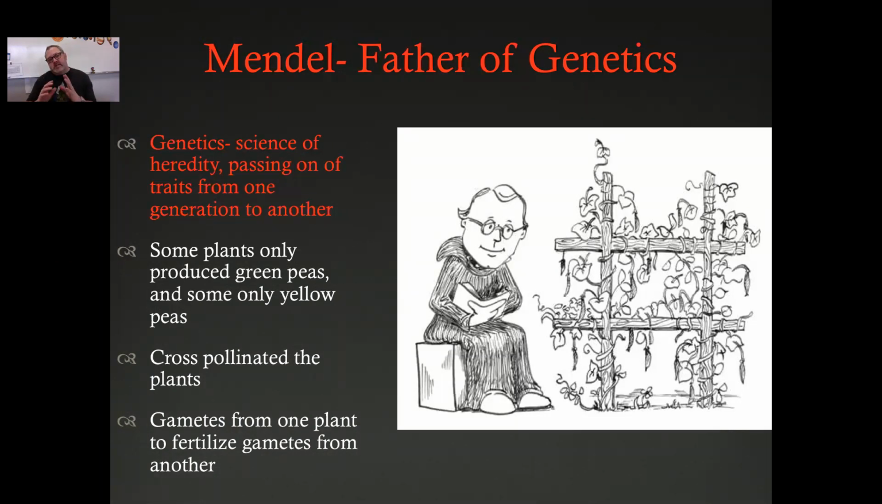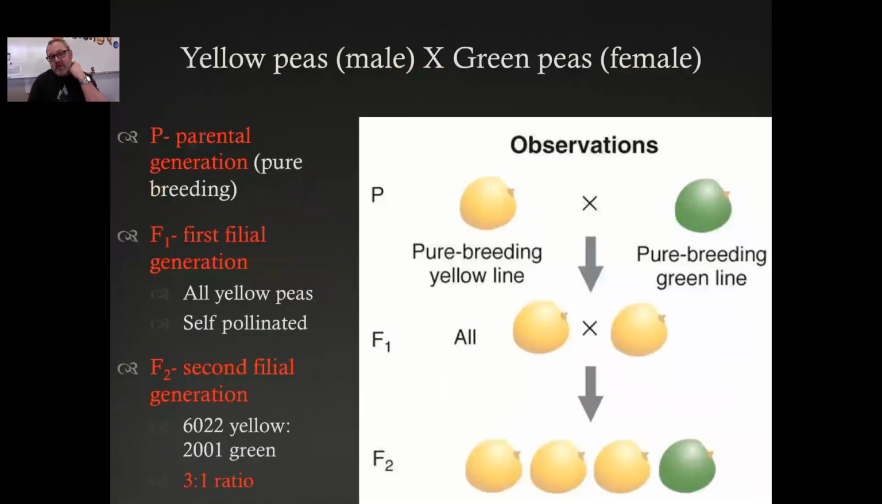Those traits that he's studying were specific, and it was really easy for him to trace how these traits, the characteristics, get passed on from one generation to the next. He cross-pollinated plants depending on what he was looking to get, and he would take the gametes from one plant and fertilize them with the gametes from another plant, and he would look at the outcome and see what happens.